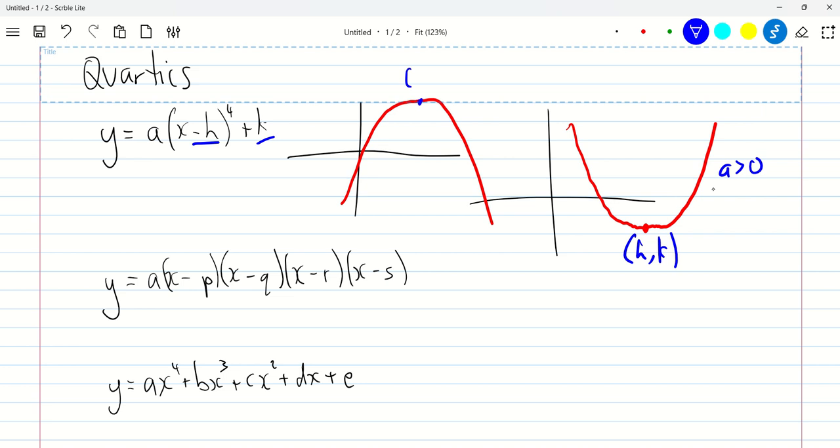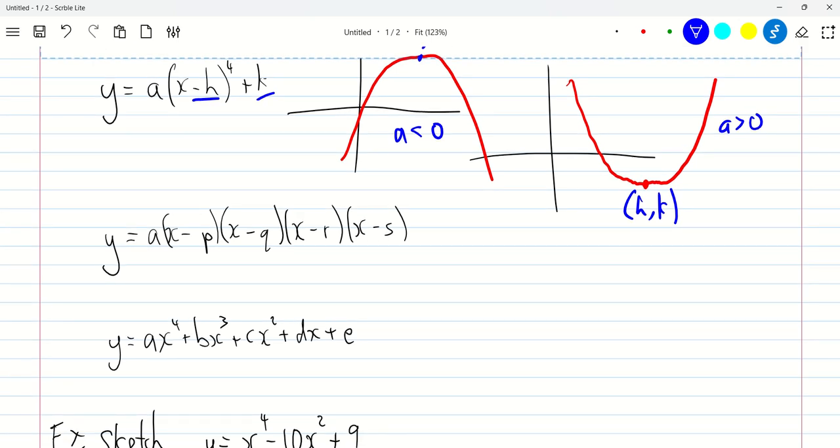Again, at the point H, K, if A is less than 0. That probably makes sense to most people, we're following. You guys understand what H and K is by now. You see what's going on. So if it's in turning point form, that's what it looks like.